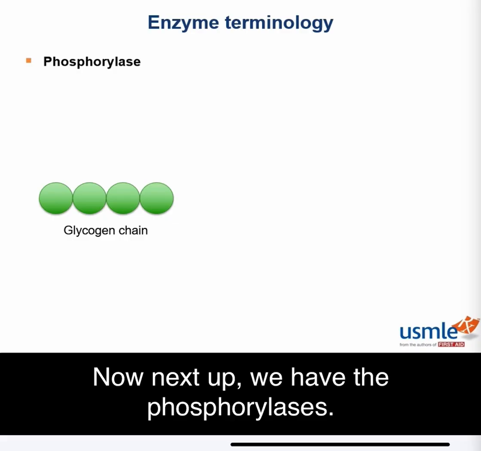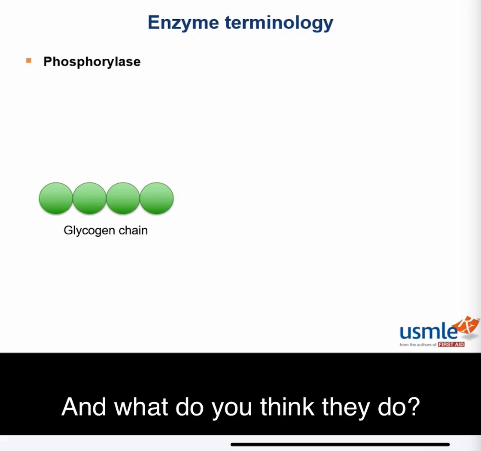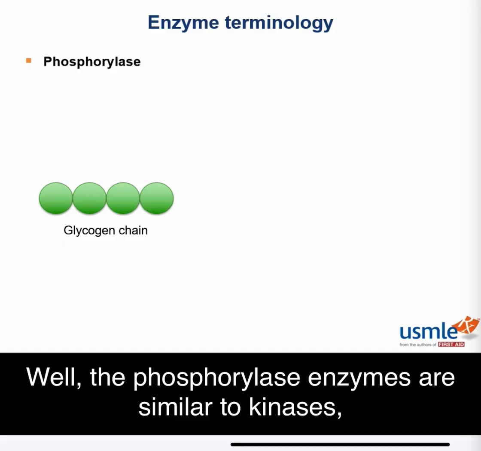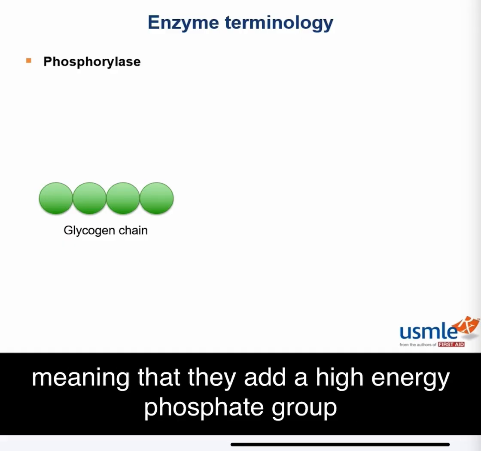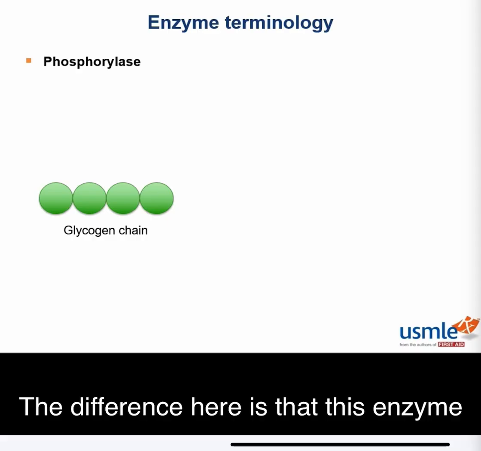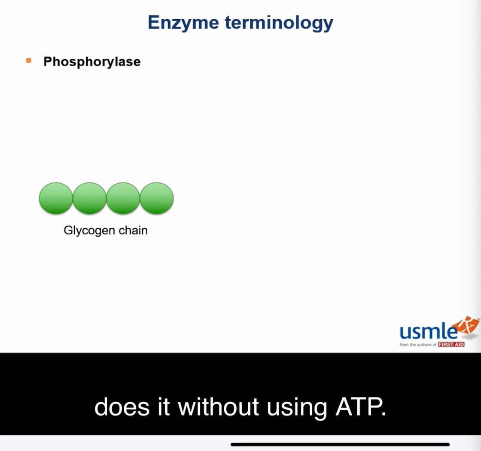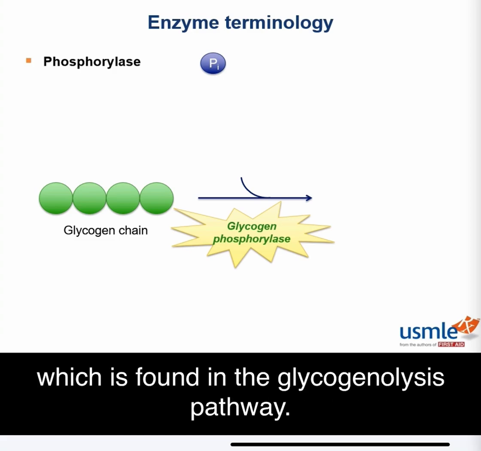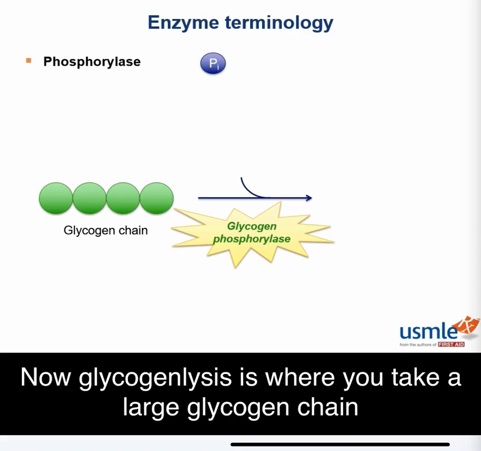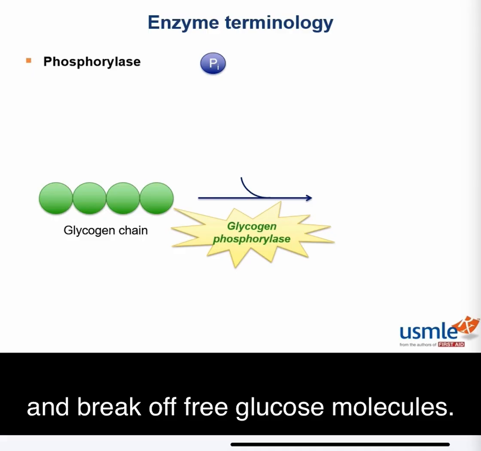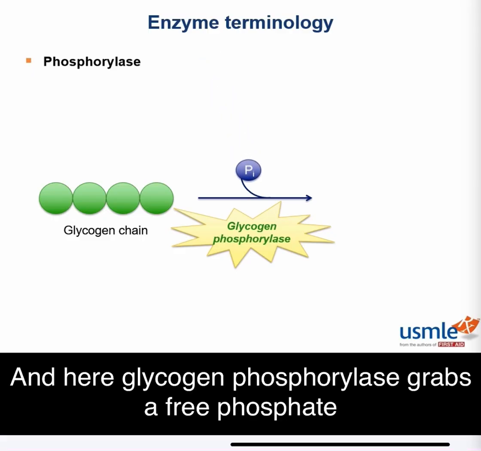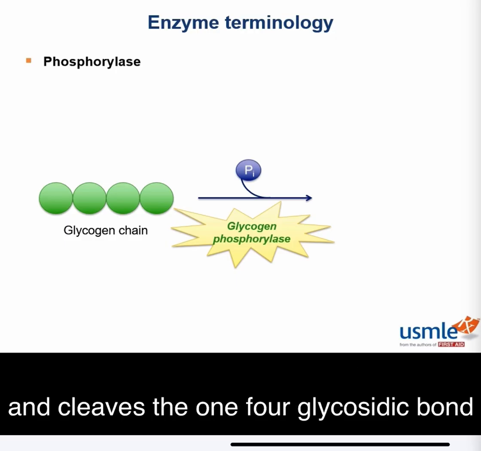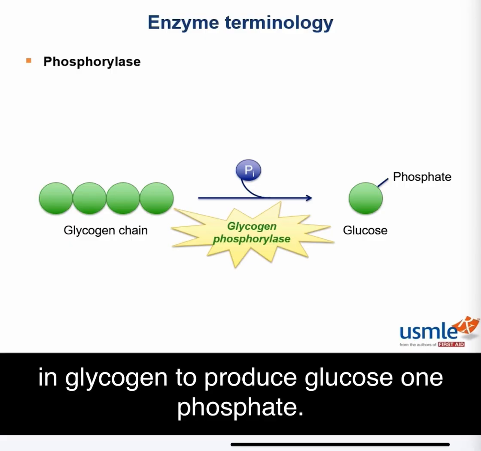Now next up, we have the phosphorylases. And what do you think they do? Well, the phosphorylase enzymes are similar to kinases, meaning that they add a high-energy phosphate group to a substrate. The difference here is that this enzyme does it without using ATP. An example of a phosphorylase would be glycogen phosphorylase, which is found in the glycogenolysis pathway. Now, glycogenolysis is where you take a large glycogen chain and break off free glucose molecules. And here, glycogen phosphorylase grabs a free phosphate and cleaves the 1,4-glycosidic bond in glycogen to produce glucose 1-phosphate.